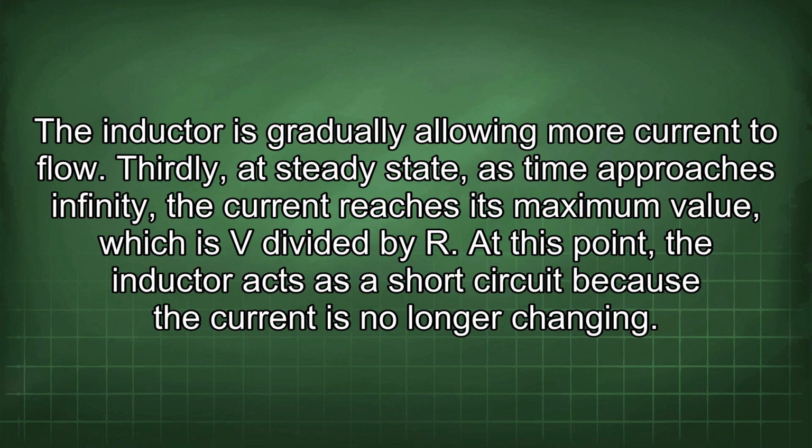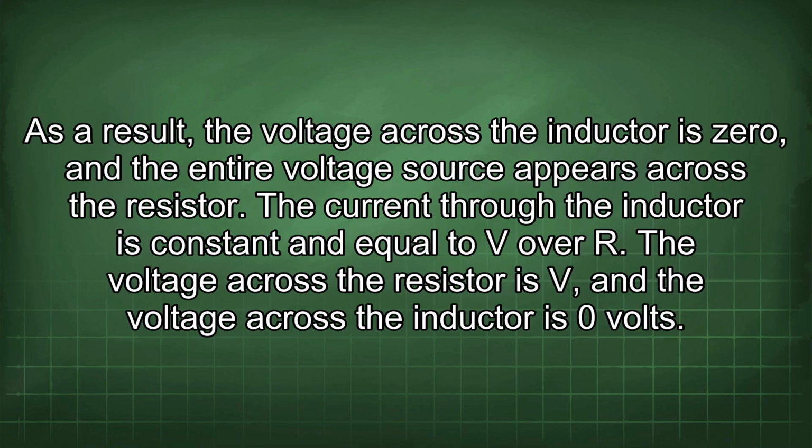Thirdly, at steady state, as time approaches infinity, the current reaches its maximum value, which is V divided by R. At this point, the inductor acts as a short circuit because the current is no longer changing. As a result, the voltage across the inductor is 0, and the entire voltage source appears across the resistor.